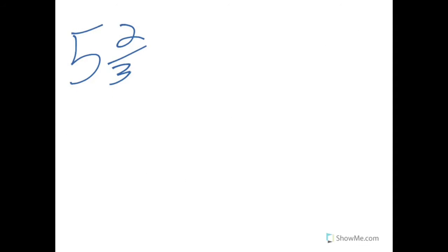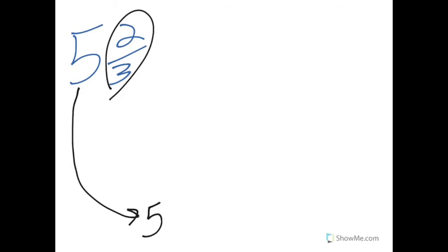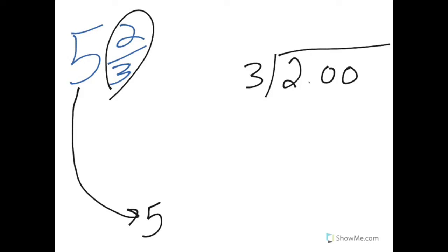Okay, let's do one more. We've got a mixed number here. I've got 5 and 2/3. Well, we're going to move the 5 and we're going to set it aside for a minute. We're going to put a pin in it. Now, it's very important that we remember that 5. The first thing we need to do is figure out the fraction and convert that to a decimal. So again, I take my numerator and divide that by my denominator.